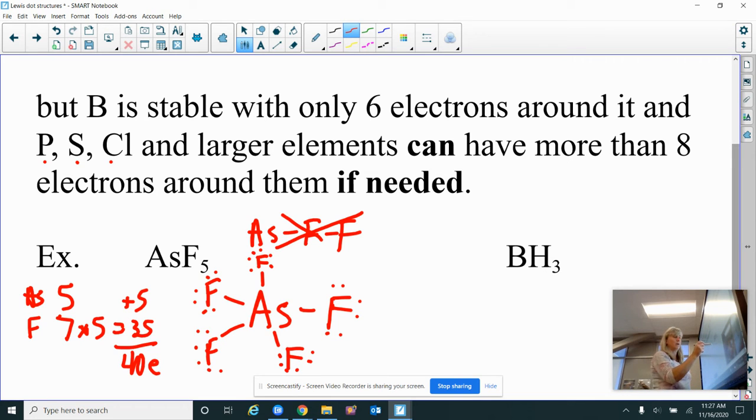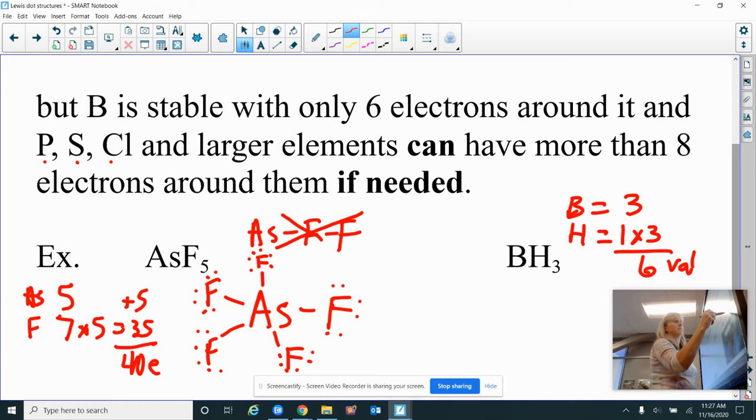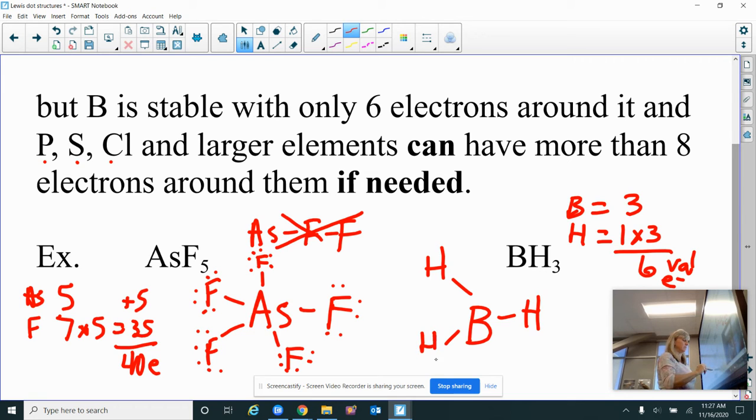And then for the boron, boron has just 3 valence electrons. Okay, so boron has 3. And then there's 3 hydrogens, each having 1. So that's a total of 6 valence electrons to be placed. So again, hydrogen can't be in the middle. It can't be double bonded, neither can fluorine. So both of these have to be just single bonded. So that's why we know that this is the structure.